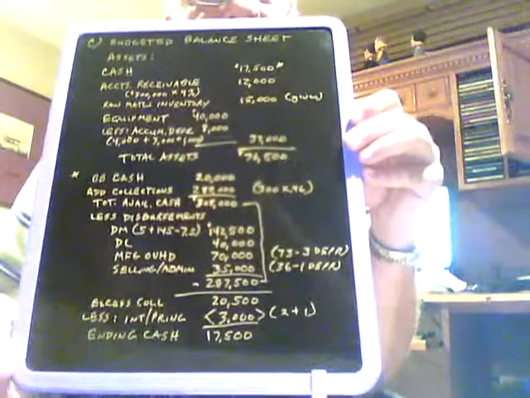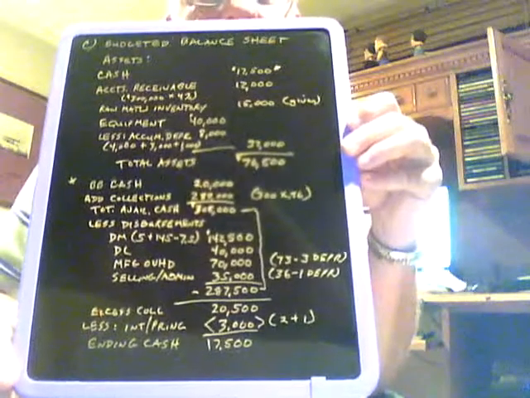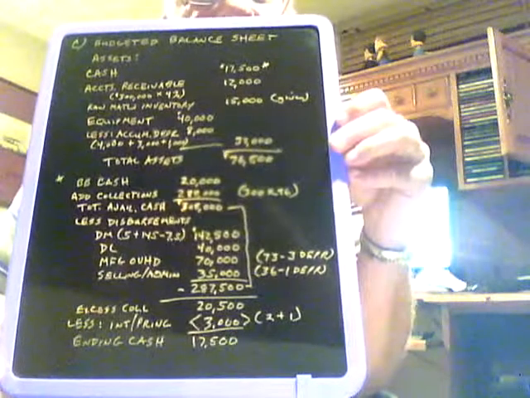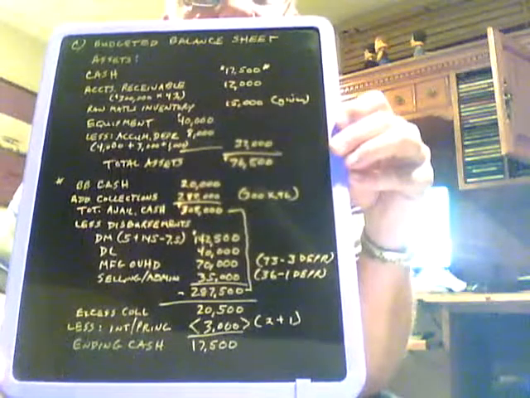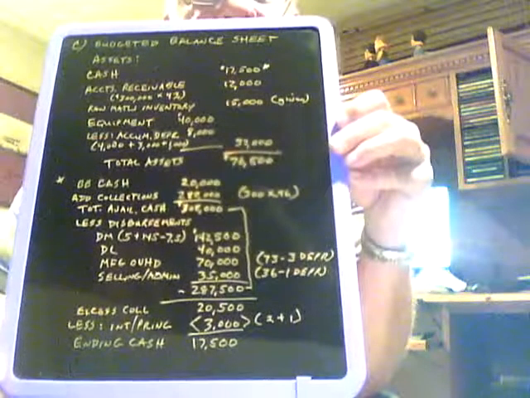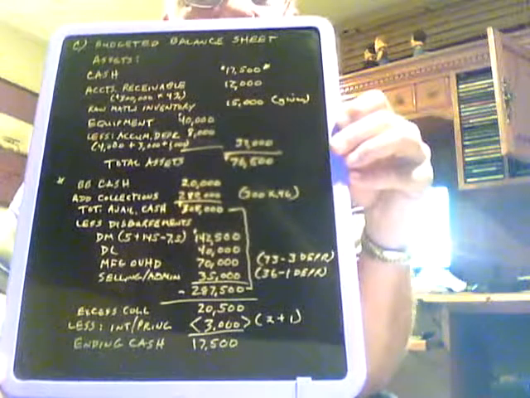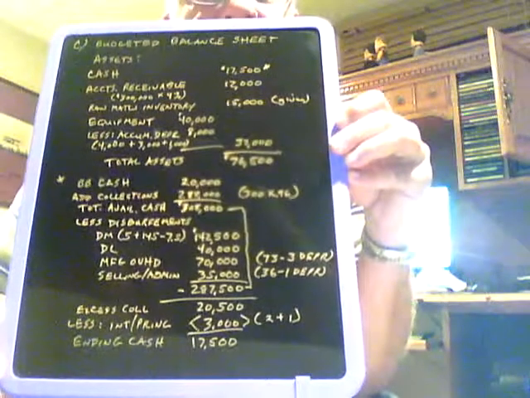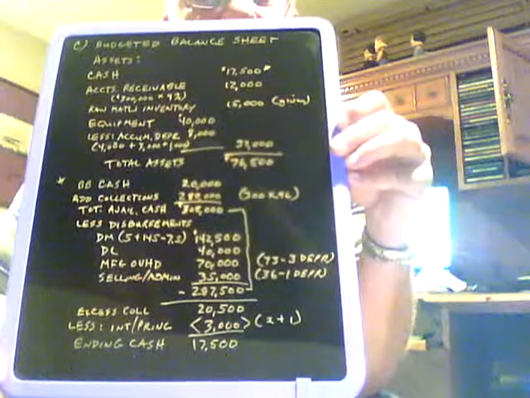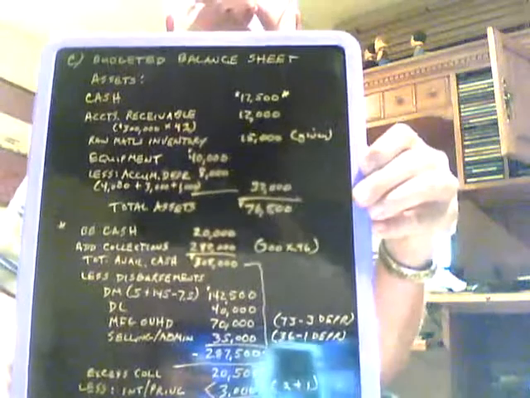We need to then subtract the financing things that went on during the year, which was the payment of interest and the payment of principal, and we paid I believe 1,000 of interest and 2,000 of principal, which gave us a total financing disbursement of $3,000. So we have to subtract that from our 20,500 to get an ending cash balance of 17,500. So that's how all that came about.